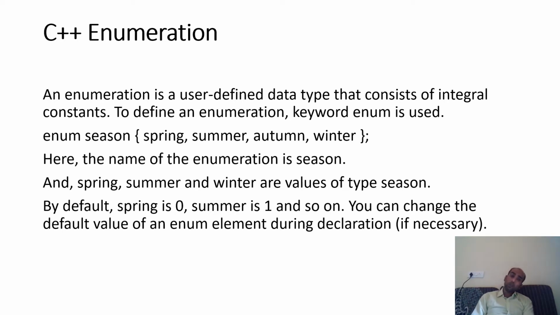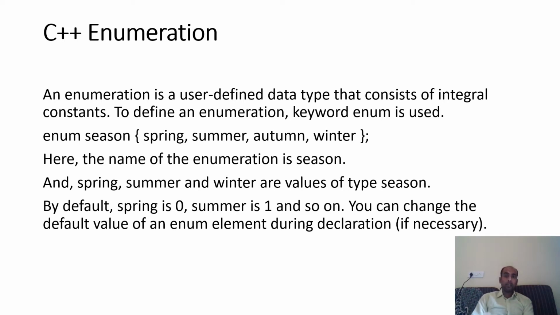Enumeration is also a user-defined data type. It consists of integral constants. To define enumeration, you use the keyword enum. So let's suppose I am going to create an enum season: spring, summer, autumn, winter, and it looks like a structure. Enumeration is also terminated with a semicolon.